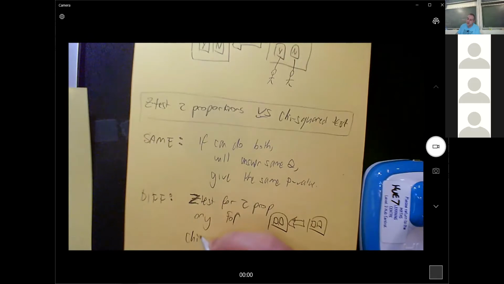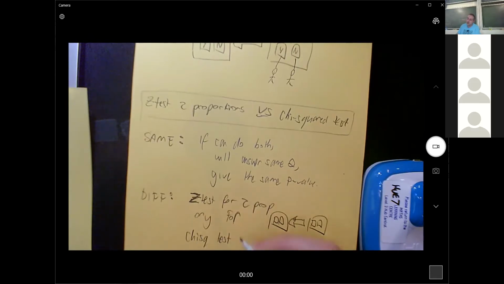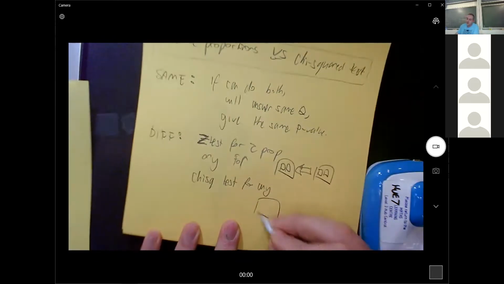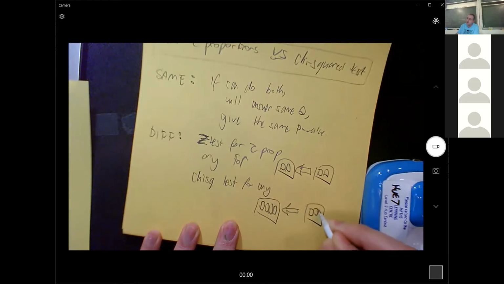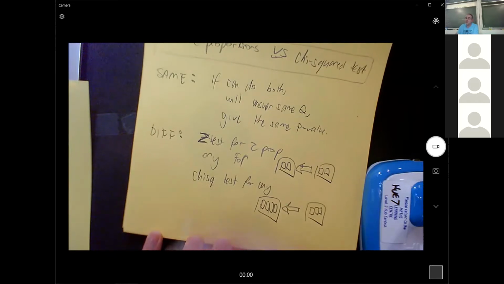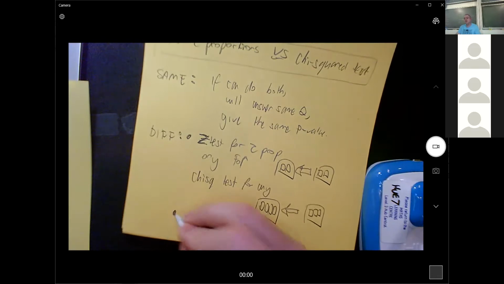But the chi-squared test is for any, so with the chi-squared test you can do 4 categories here and 3 categories here and it will work fine. So that's one difference. The other difference is that the z-test for two proportions has a confidence interval to go with it. You can turn your calculation for the test statistic into a similar calculation for a confidence interval. But for the chi-squared test, it's not set up to do that.